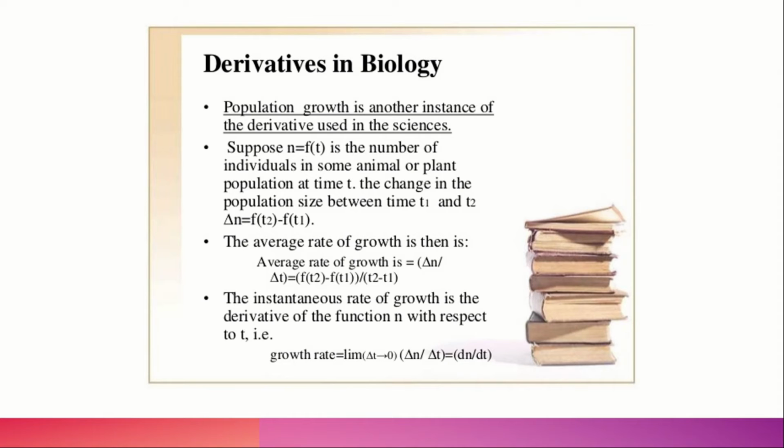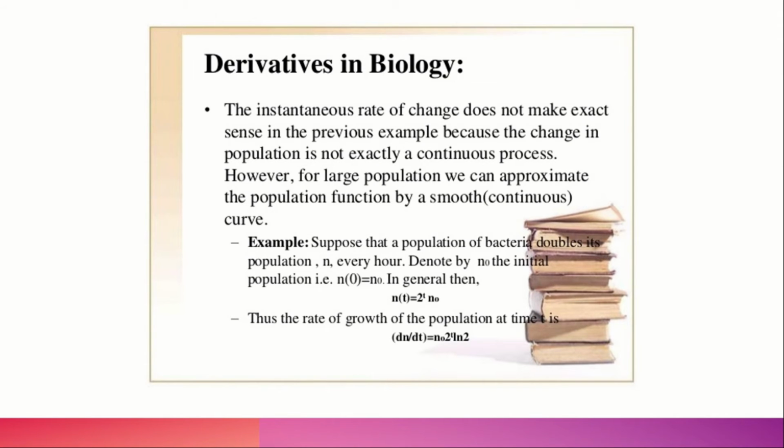Derivatives in biology. Population growth is another instance of derivative used in sciences. So population growth of animal, bacteria, plant, etc. The growth or the decreasing of the population can also be identified by using the derivatives. The instantaneous rate of change does not make the exact sense of the previous example. The population is not exactly a continuous process. So we need to change the formulas now and then so that you find out the population growth at an exact rate.